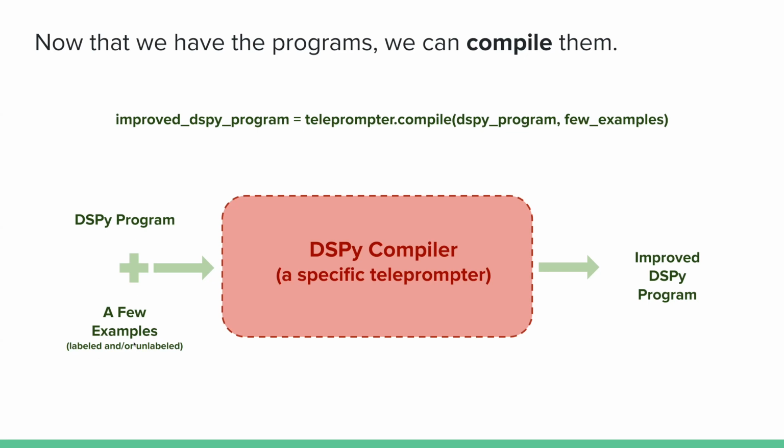So you give it your program and a few examples, and you select a specific teleprompter. We have a lot of these for different kinds of applications. They're all general purpose, though, so you could use any of them. And what you get out of that is a specific implementation of your DSPy program that's generally optimized for whatever metric you'd like to target, generally along the axis of quality or cost.